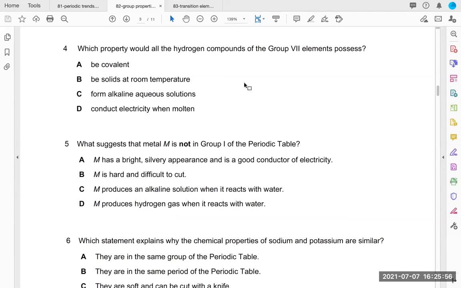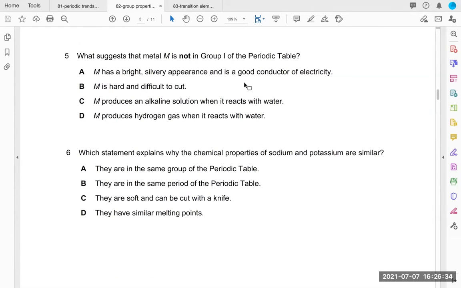Which property would all the hydrogen compounds of group 7 elements have? So group 7 with hydrogen. So group 7 is non-metal. Hydrogen is non-metal. They form covalent compounds. So yeah, A is right. B, solids, no, not necessarily. Form alkaline aqueous solution. We will talk about it in detail when we talk about acids and bases. So they form acids when they react with H, and conduct electricity when molten will be wrong because covalent compounds do not give ions when they get molten.